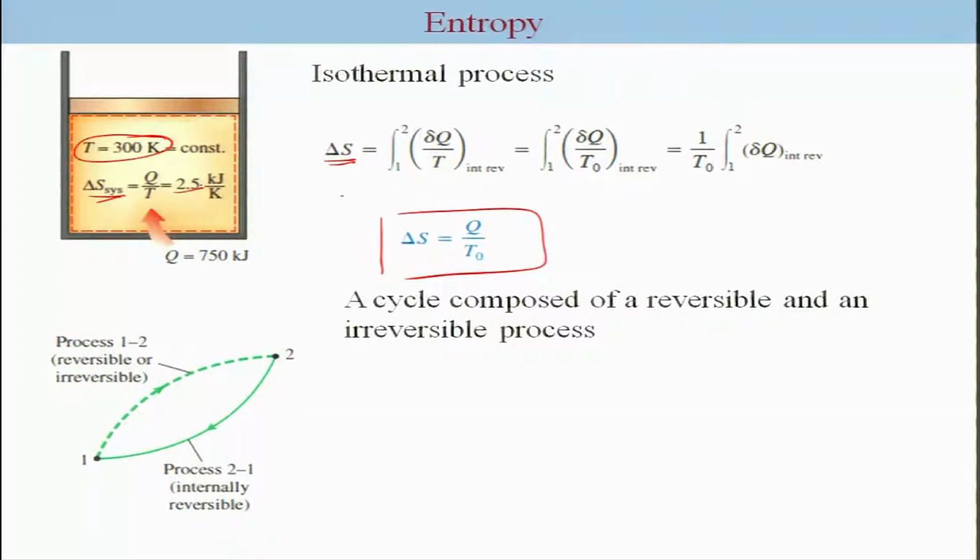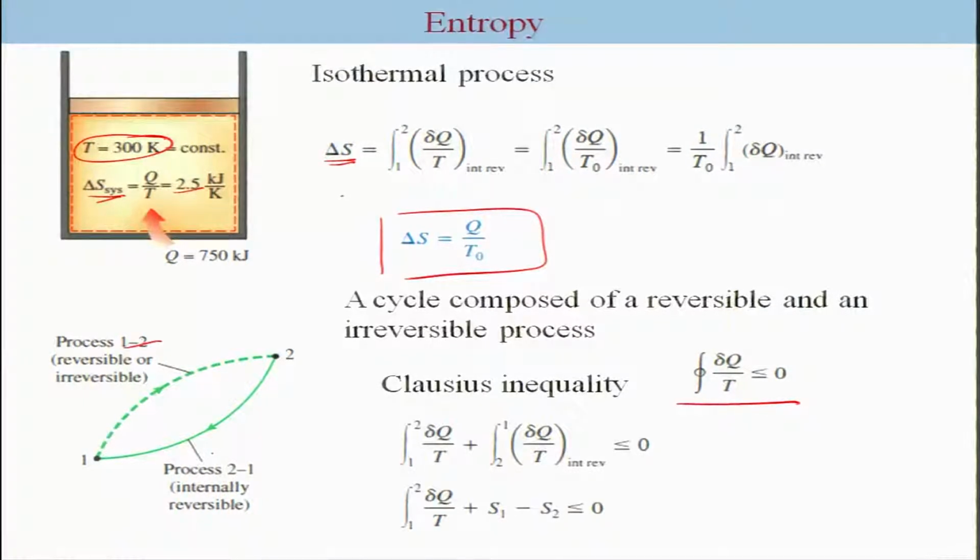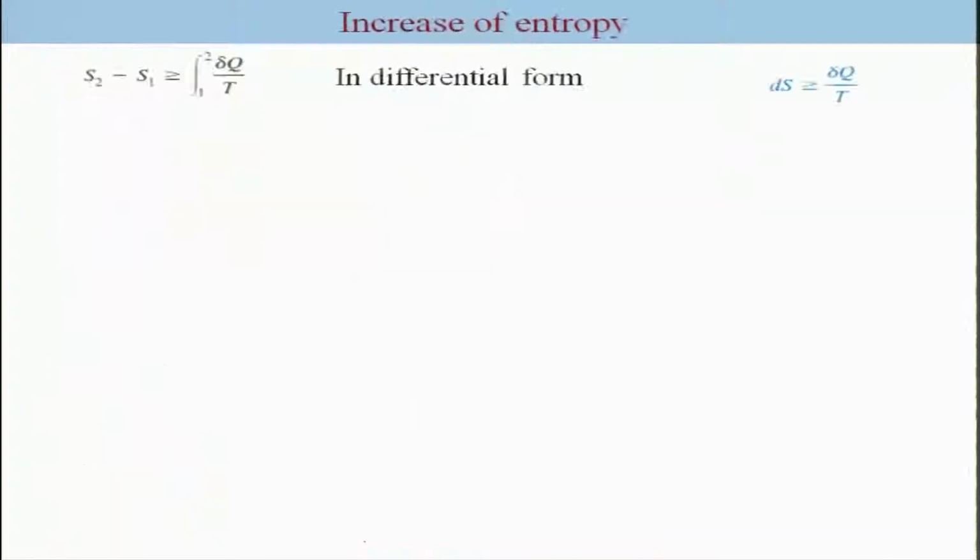Now, let us consider again a cycle. In this case, you have a reversible and an irreversible process which constitute the cycle. So, we will be making use of the Clausius inequality. Let us say 1 to 2 could be reversible or irreversible, and 2 to 1 is basically reversible or internally reversible. Considering this, you have 1 to 2 plus 2 to 1, which is internally reversible, and for this we know it is going to be S1 minus S2. We can now make use of this expression to rewrite it in this form: S2 minus S1 is greater than or equal to the integral from 1 to 2 of del Q by T. In the differential form, one can write dS greater than or equal to del Q by T.